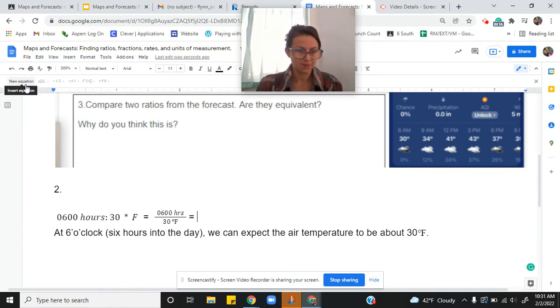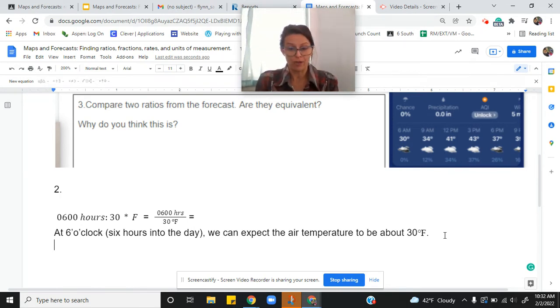Another way we can write this is using the words for every or each or to. And in the sentence I wrote below, it doesn't have any of that language. At 6 o'clock, 6 hours into the day, we can expect the air temperature to be about 30 degrees Fahrenheit. And you think of that and you're like, wait a second, is that a ratio? Where's the for every, where's the to, where's the each? And it's kind of hidden. So mathematics also is giving yourself a little credit to make sense of it the way you make sense of it, and be okay with making sense of something a little bit differently than your neighbor. That's actually beautiful.